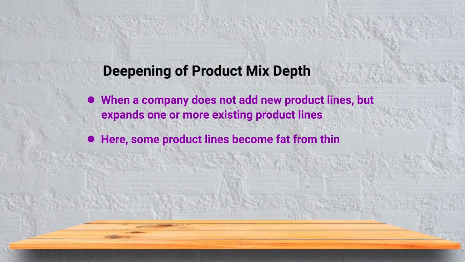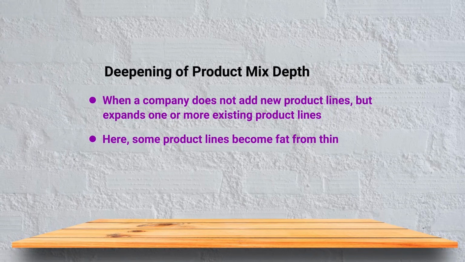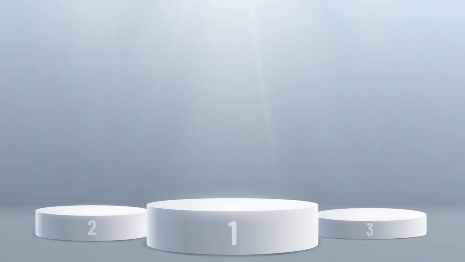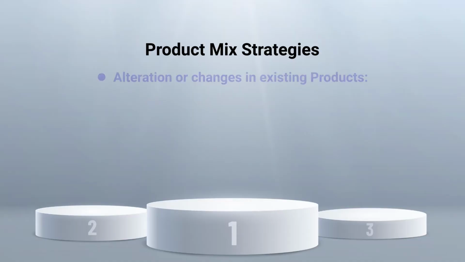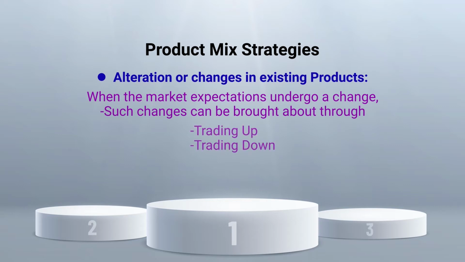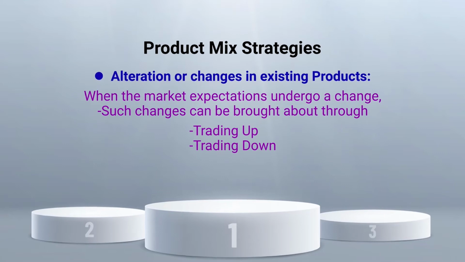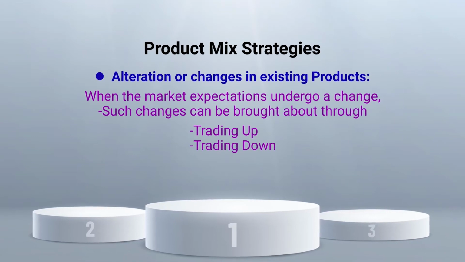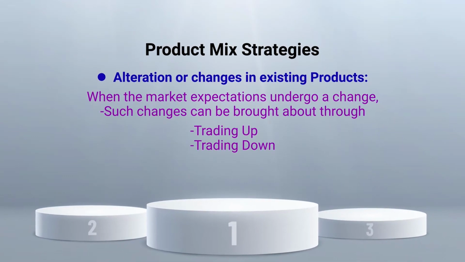So they have expanded. For instance, when Patanjali added noodles in its food items, it was deepening of product mix. Alteration or changes in existing products: sometimes you may have to make alterations in the existing products. You may have to make changes in the quality of the product which is already available in your product line. So when you make certain changes in the product, you are trying to bring that product as a new product in the market.